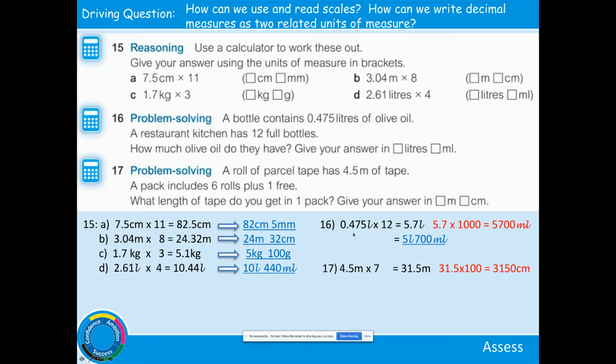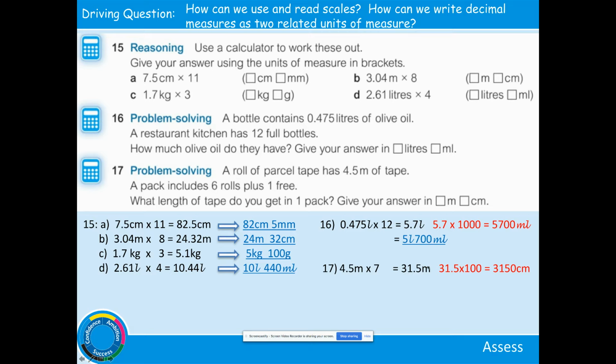So question 16 is 0.45 litres times 12. On your calculator, you would see 5.4. Remember, they're litres. So 5.4 times 1,000. The 5 part is the litres. The 400 is the millilitres. 4.5 times 7 will give you 31.5 on your calculator.